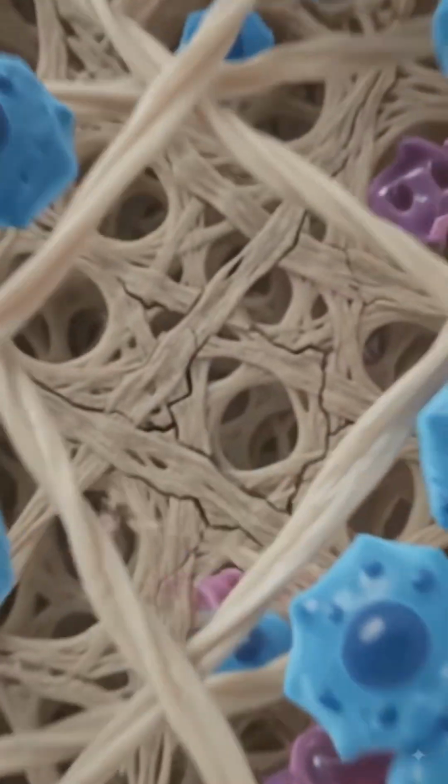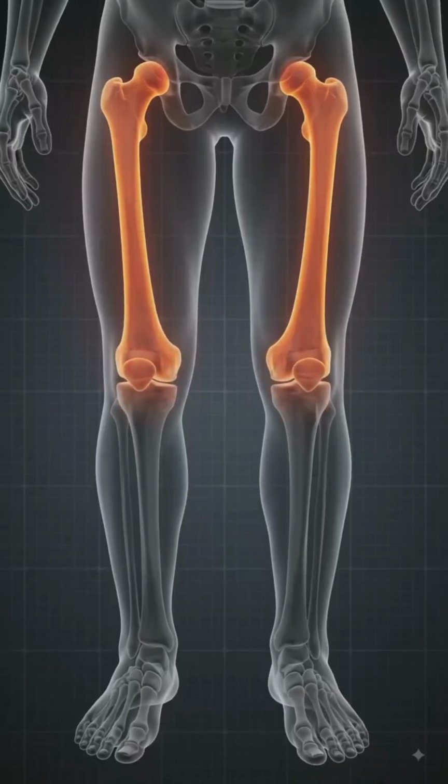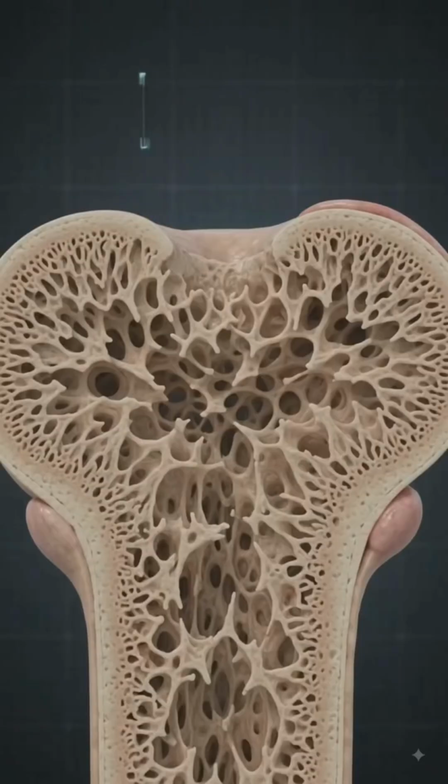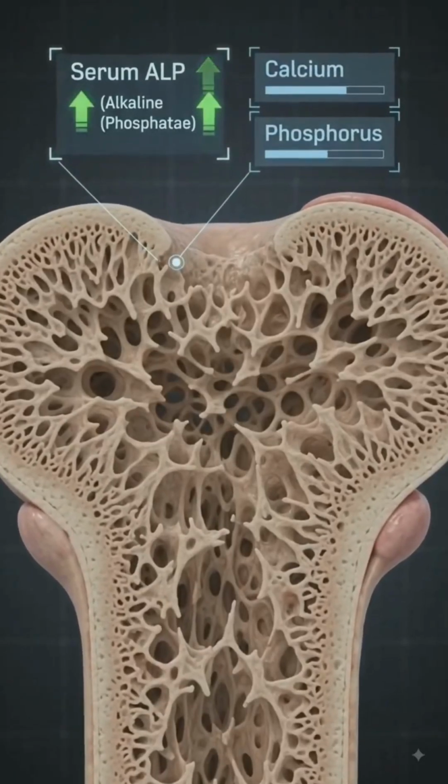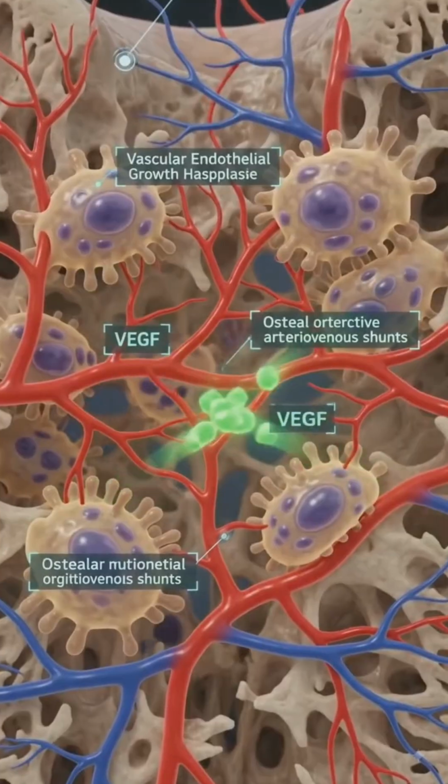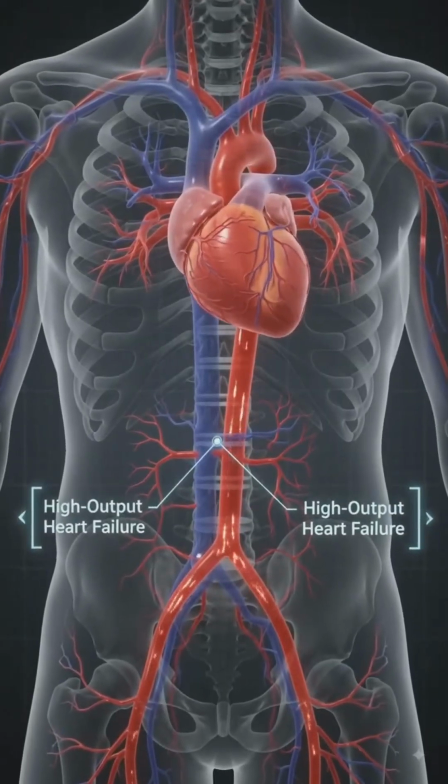Stage 2 is the mixed phase, with chaotic bone deposition. Pagetic bones are dense yet brittle. Bowing deformities occur. Diagnosis shows isolated elevations in alkaline phosphatase. It induces local hypervascularity. Arteriovenous shunts can lead to heart failure.